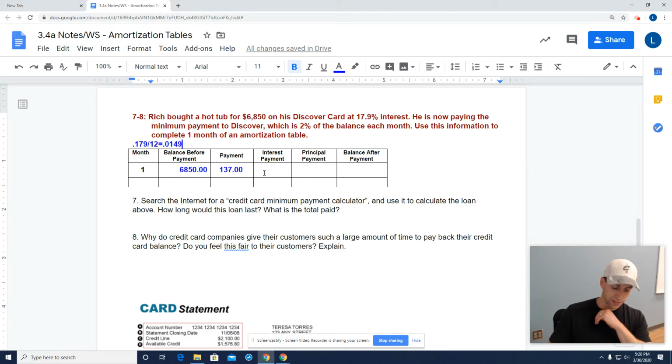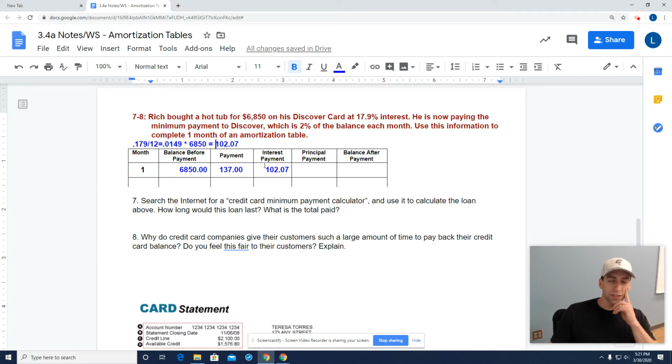So I'm going to take the $6,850 balance, and I'm going to multiply it by that interest rate, monthly interest rate of 0.0149. And that gives me $102.07 going to interest. Holy smokes, that's how much goes to interest then. All right, so just to show you my math up here, organize it for you. All right, so that's how I got the amount going to interest.